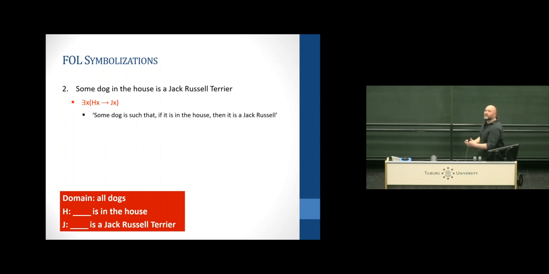This tells us some dog is such that if it's in the house, then it's a Jack Russell. Well, cool. Any dog that's outside the house will do this for me. So I'll go grab Mira. As long as that's not the right house, we're good. But it's really natural. So let's think. If the conditional with the existential doesn't work, what's going to be our move here? Yeah?